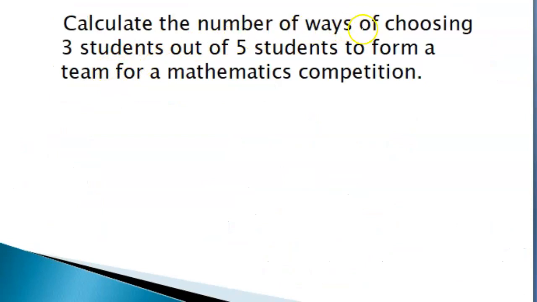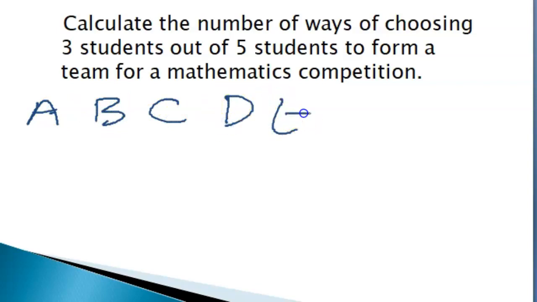Calculate the number of ways of choosing 3 students out of 5 students to form a team for a maths competition. So we have 5 students, and we're choosing 3 persons. Let's say we have student A, student B, C, D, and student E, and we're to choose 3 students. If you think about it, let's say we choose students A, D, and E to be on the team.